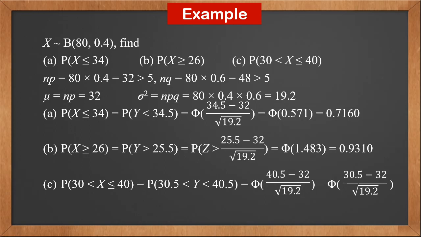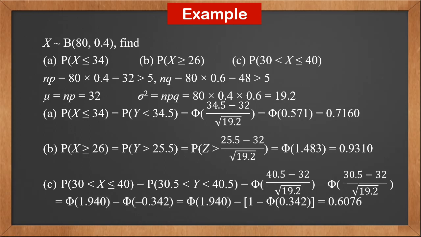Using continuity correction, we change P(30 < X ≤ 40) to P(30.5 < Y < 40.5). Standardize it, we get Phi((40.5 minus 32) over square root 19.2) minus Phi((30.5 minus 32) over square root 19.2). This is Phi(1.940) minus Phi(minus 0.342). Phi(minus 0.342) is 1 minus Phi(0.342). So the answer is 0.6076.